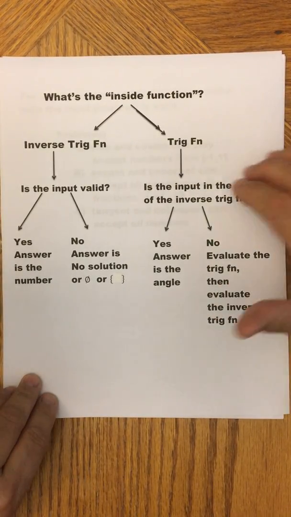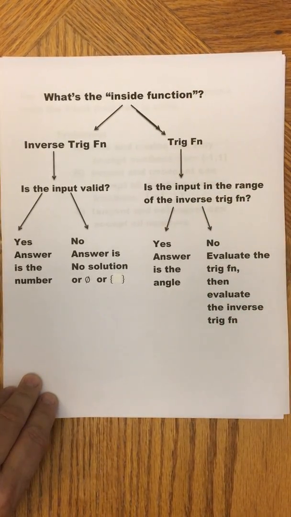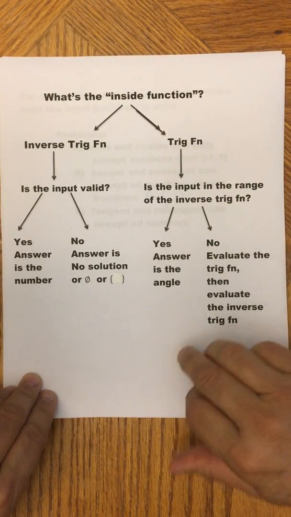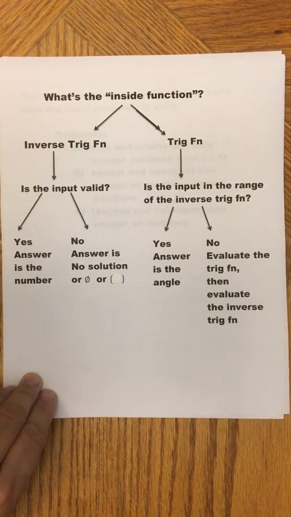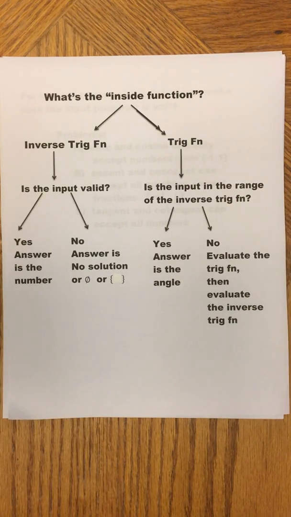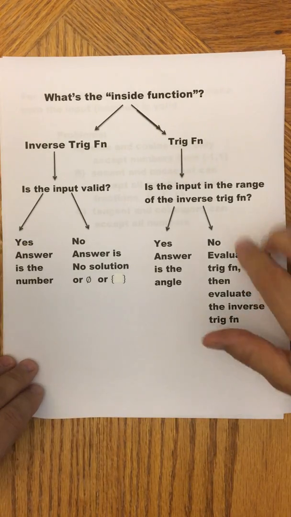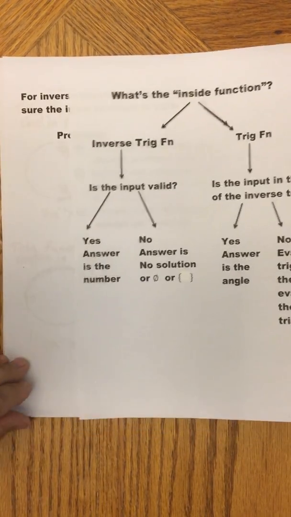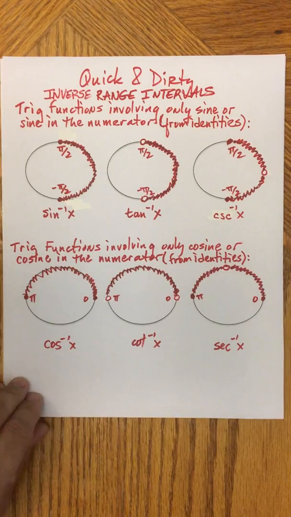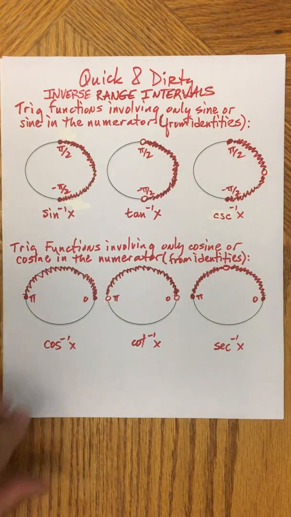For the case with the trig function on the inside, you've got to ask yourself, is the input angle given in the range of the inverse function? If it is, you can use the cancellation rule, and the answer is just x. If it isn't, you can still do it, you just can't use the cancellation. You have to evaluate the trig function and then evaluate the inverse trig function. And by the range of the inverse function, I mean this: it has to be in these intervals.